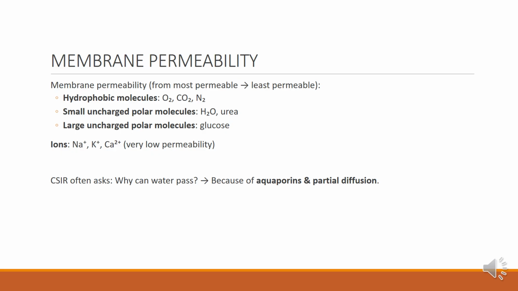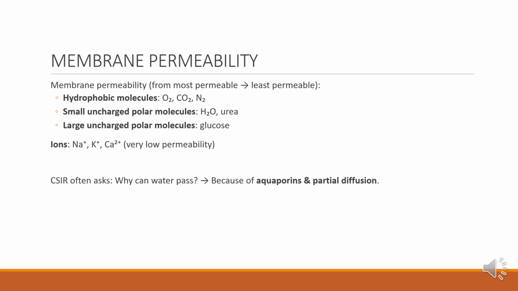Hence the permeability hierarchy goes from high to low permeable: hydrophobic molecules, small uncharged polar molecules, large uncharged polar molecules. Then come the ions. Ions are charged particles and hence have very low permeability. Water crosses the membrane via aquaporins and partial diffusion.